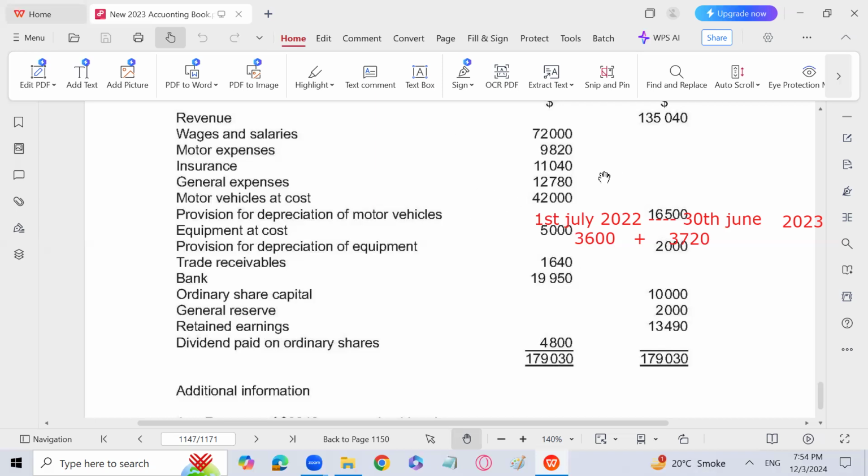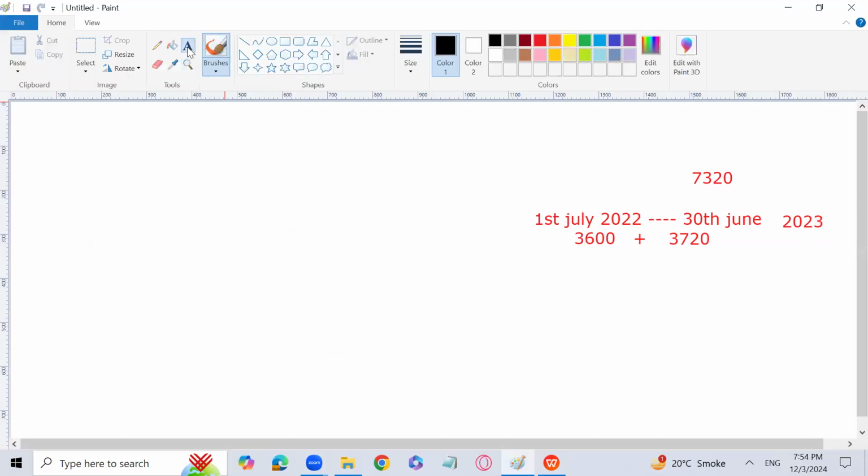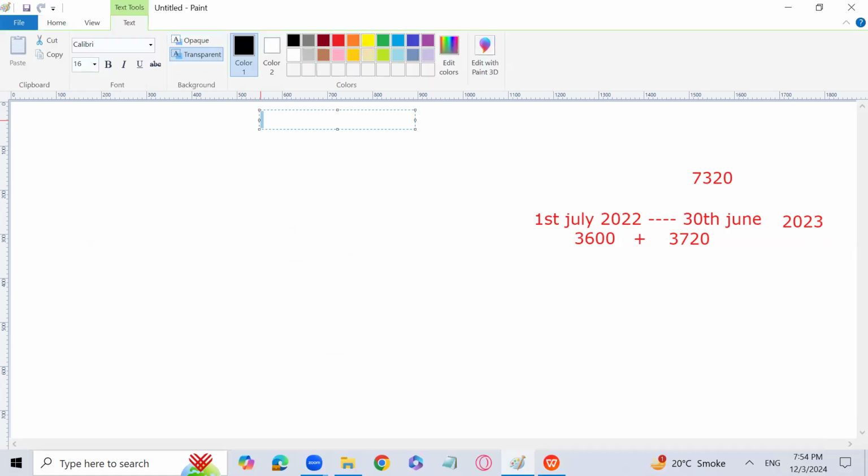If I want you to tell me what is going to be the insurance expense? Thank you. That is 7,320. Okay, so 7,320 is going to be the insurance expense. I just want to write it down because I want to solve the question in front of you, which will make it easy for all of us.